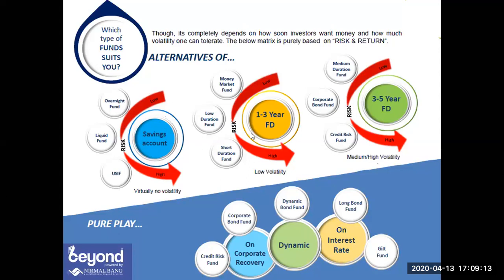If a client would like to park money in a 1 to 3 year FD, what kind of products can you offer, from low to high risk? Money market, low duration, and short term duration funds are options for a 1 to 3 year kind of FD. Again, we see very low volatility in these products because the average maturity is not on the higher side. It's on a low to mid, short to medium term average maturity, which is 1 to 3 years.